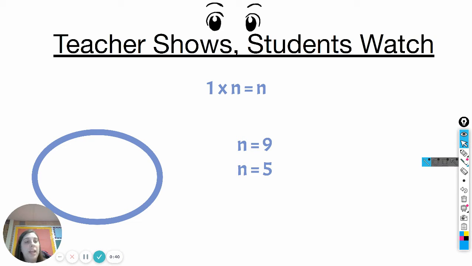First up, I'm going to show you a multiplication example. You see here I have the equation 1 times n equals n. So n stands for any number, which means I can put any number in place of that n, and it'll make the statement true. So, for example, first we're going to do n equals 9. So what I'm going to do is cross out that n, and I'm going to say that n equals 9. So 1 times 9. Now, if that n equals 9, that means this n has to equal 9 as well.